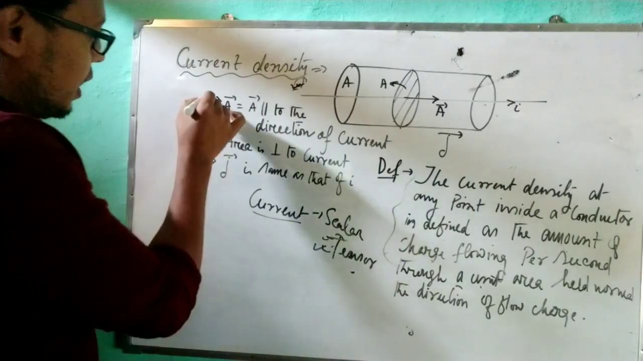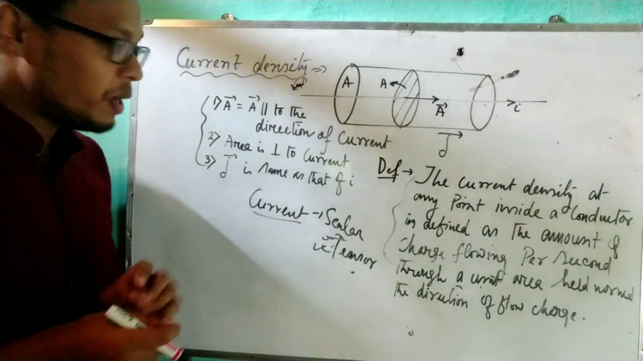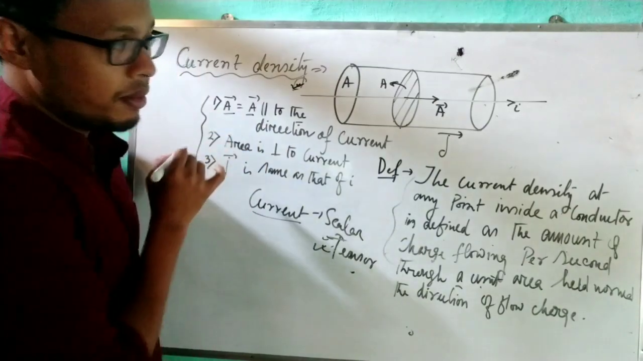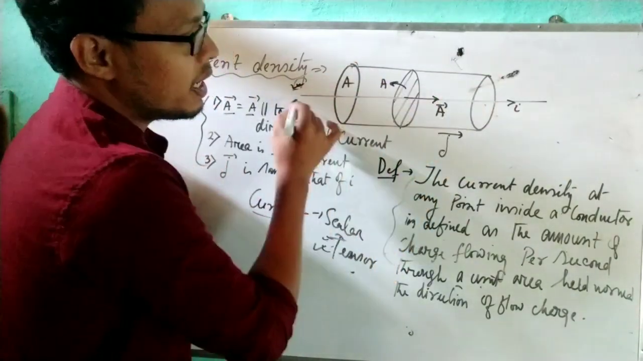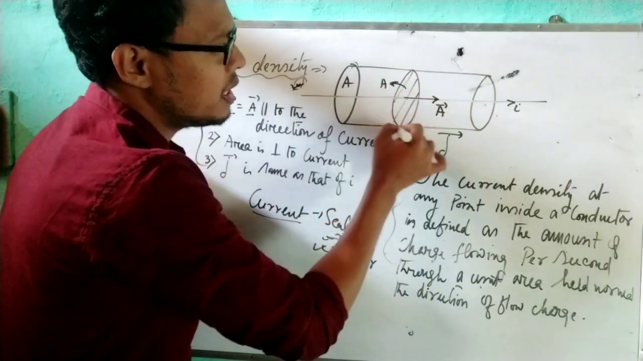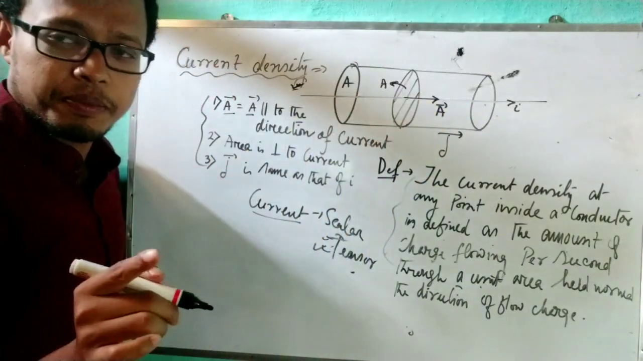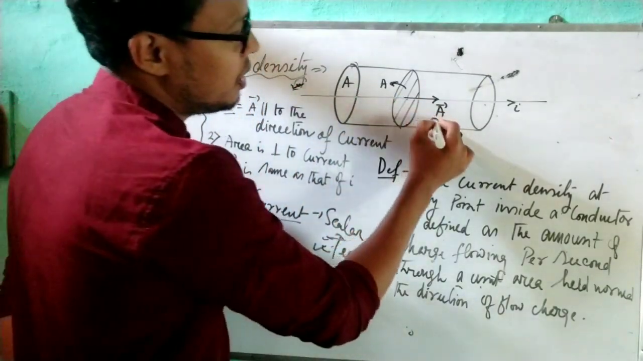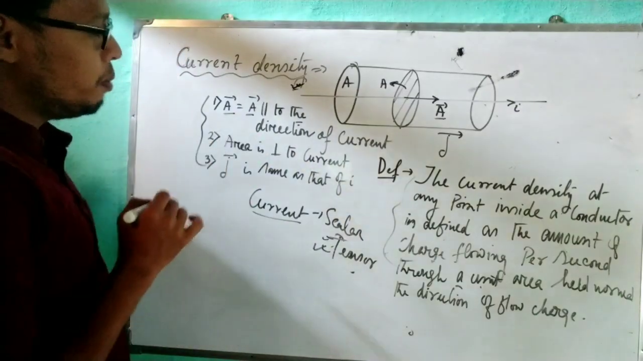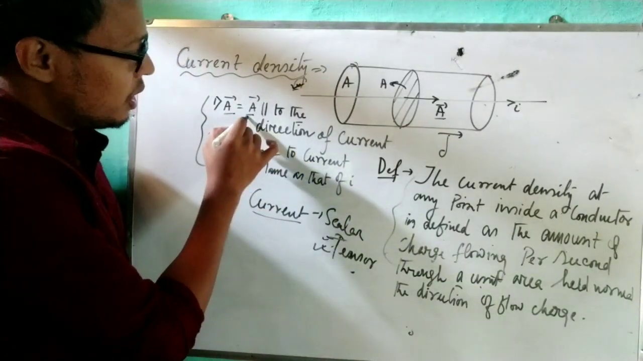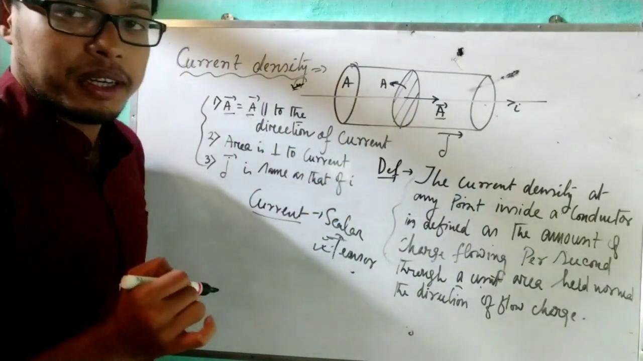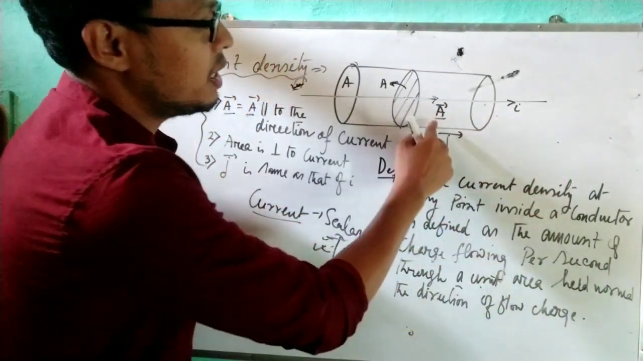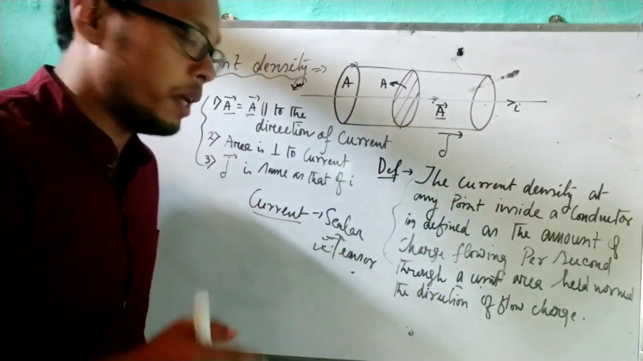Here I took 3 assumptions. What are the assumptions? First one, A, the area vector. I have taken one conductor, the current is flowing in this direction, and this is the cross-sectional area A. You know the area vector is always perpendicular to the surface, so this is the direction of the area vector. So the first assumption is that the area vector is in the direction of flow of current. See, the direction of A and the direction of I are the same.